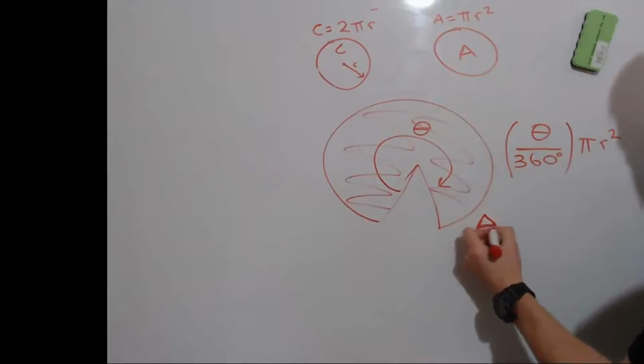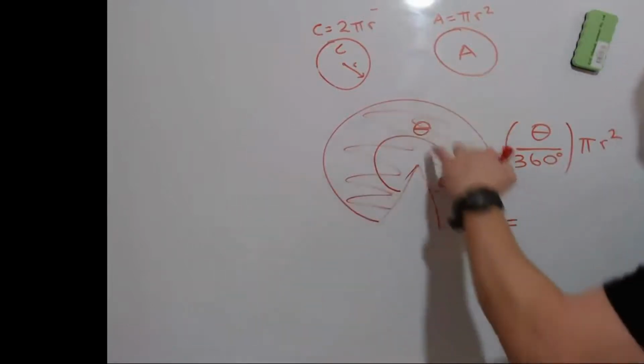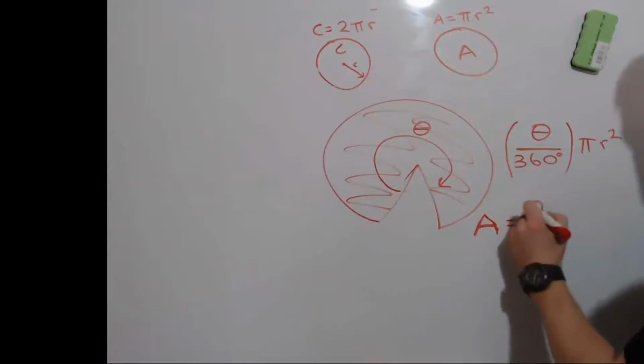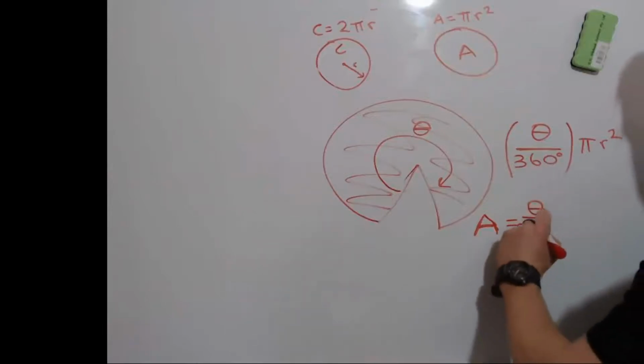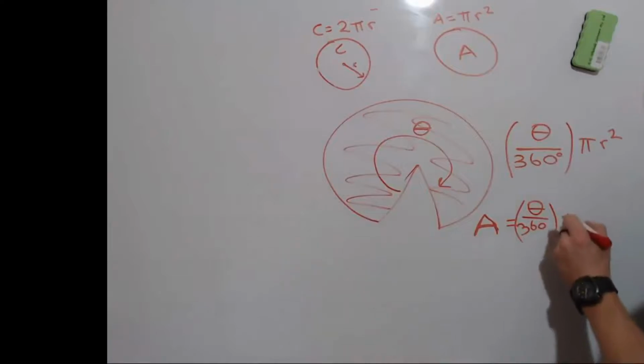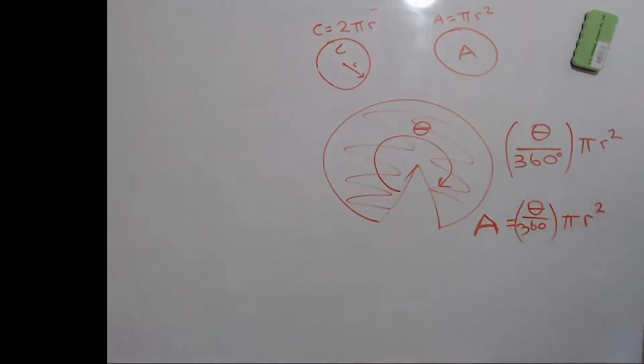So the area of a sector, which is what we call an incomplete circle, a piece of a circle, is theta, which is just how much of the circle we've got, over 360, and we times that by pi r squared, the area of our full circle.